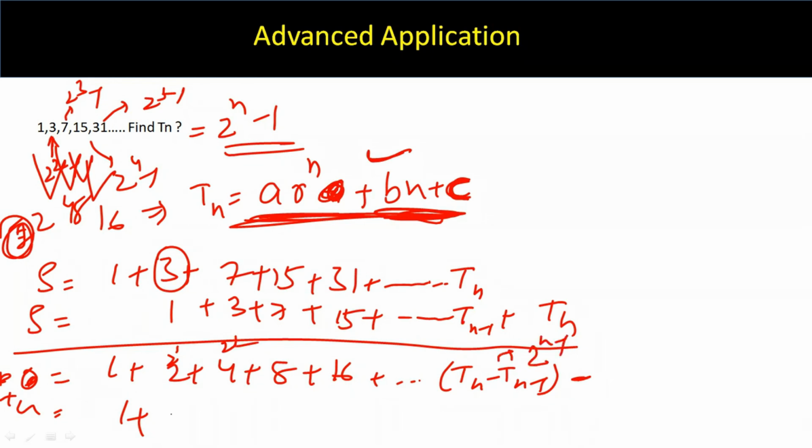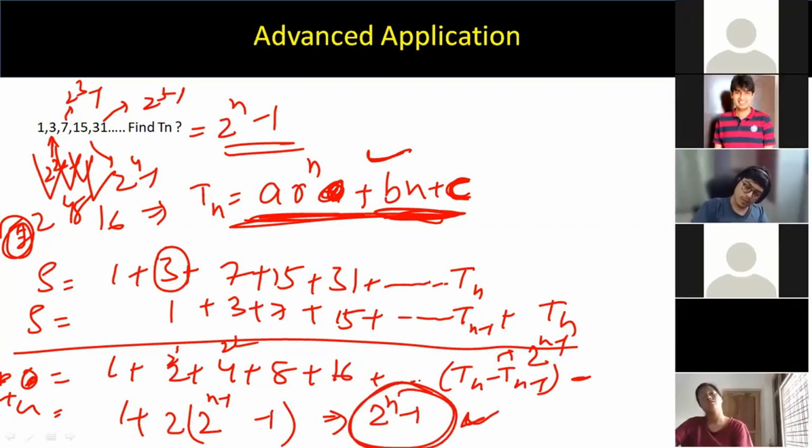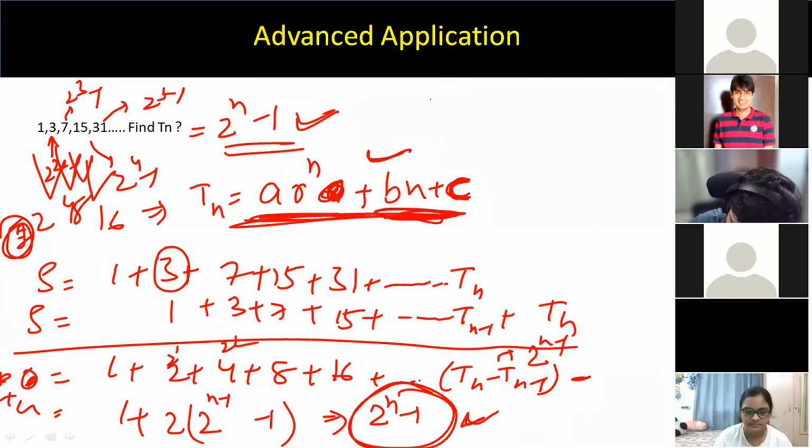What will be the sum? A into r to the power n minus 1 upon r minus 1. So if you simplify this, you will get 2 to the power n minus 1 as your general term. So these are different methods to solve any question. Of course, the easiest one is if you can visualize it directly.